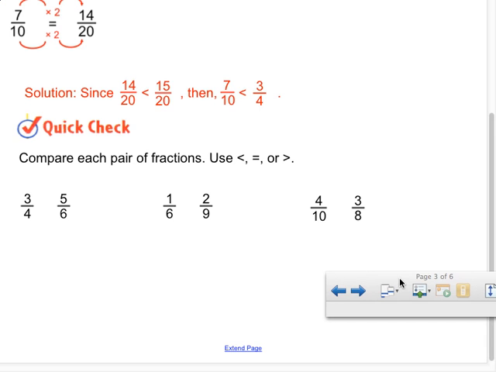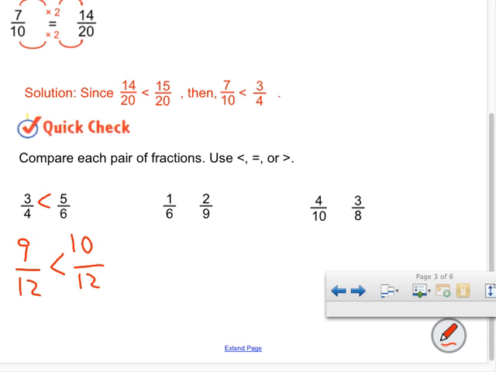Take a look. Can you guys help me out? Let's rewrite these really quickly. Common denominator of these two, what's it going to be? 12, yes. So I need to rewrite these. So 4 times what gives you 12? 3. So 3 times 3 is going to be what? 9. And 6 goes into 12 how many times? So 2 times 5 is 10. Good. So which one's greater?